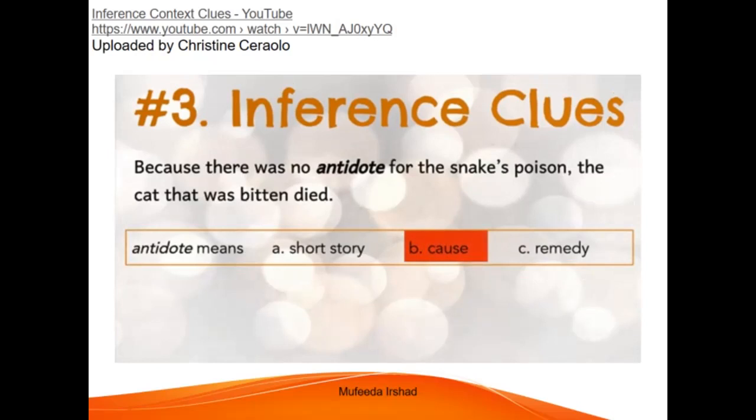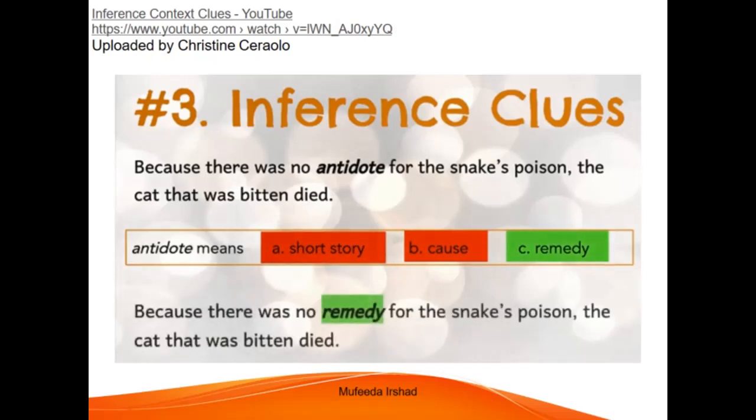Cause doesn't work because the snake poison would cause the cat to die, but it says there's no cause, so that doesn't make any sense. A short story. Well, I'm confusing antidote with anecdote, which is a short story, so they're trying to trick me there. I'm going to have to go with remedy. And a remedy is like a fix or a cure to stop something. Because there was no remedy for the snake's poison, the cat that was bitten died. That makes the most sense.